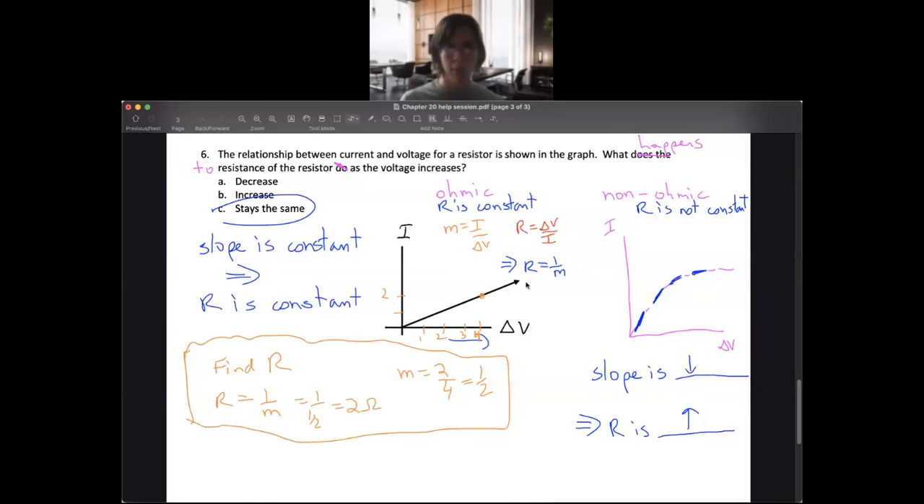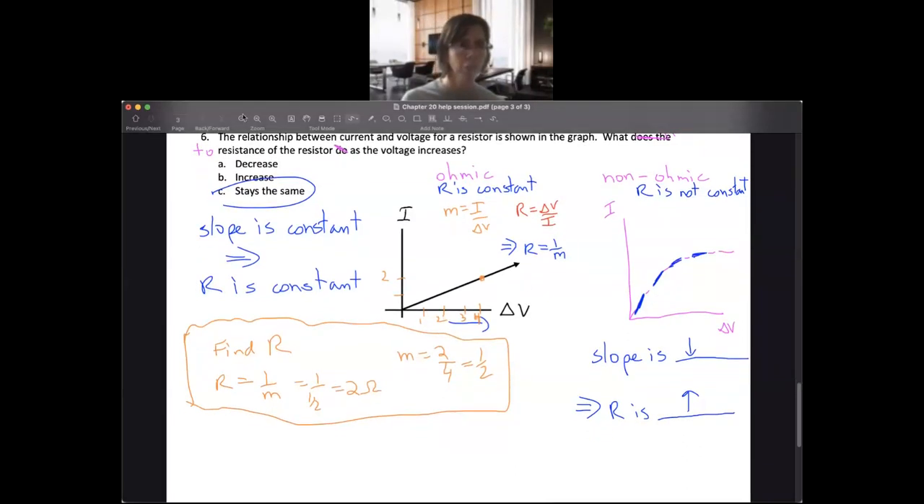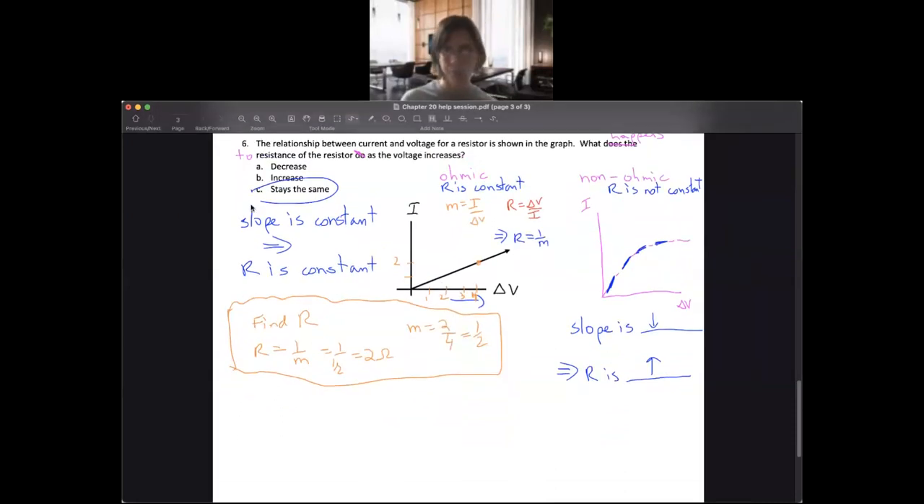And then the last follow-up question I have is, let me zoom out just a little bit so we can do it all on the same page. Let's say I give you a graph. And it has 2 lines on it. Let's say it has an orange line and a pink line. And it's I versus V. And these are 2 different resistors. It's showing the voltage and current through those 2 different resistors.